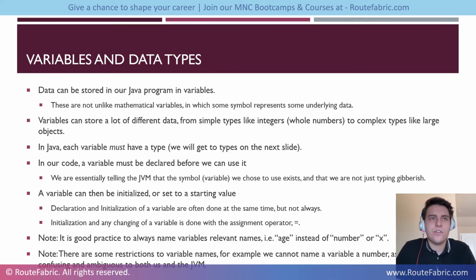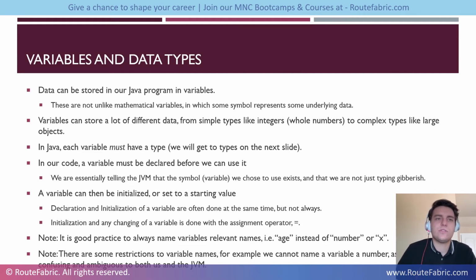All right, so variables and data types. Data can be stored in our Java program in variables. These aren't unlike mathematical variables that we've been using for years. Basically, some symbol represents some underlying data. So you'll see an equation like y equals x squared, and x represents some number. So let's say it's 10 equals x squared. Then x is the square root of 10, that kind of thing.